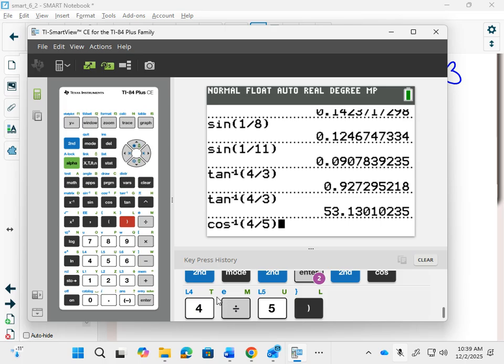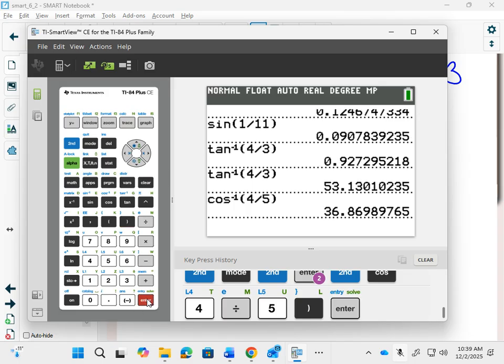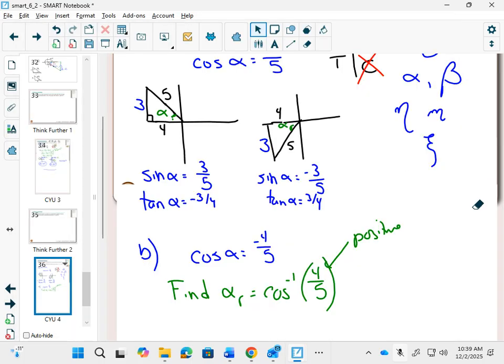Any guesses? 54. All right. 67. How about 37.87? Oh, 36.87. I was so close. 36.87. Does this one say to the nearest degree? Yes. So 37 degrees will be these reference angles.